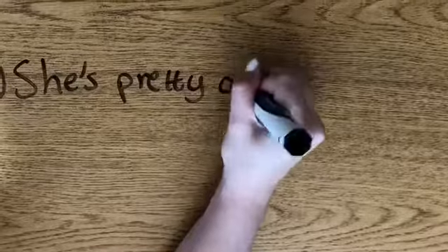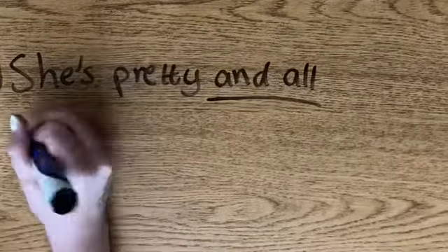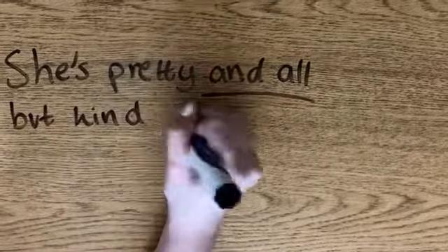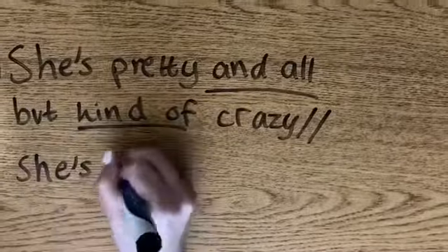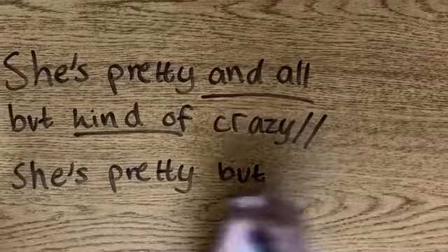So this next one is she's pretty and dull but kind of crazy. And the and all is not necessary. You could replace all with a different adjective. And kind of is not necessary because a character is either an adjective or they are not.